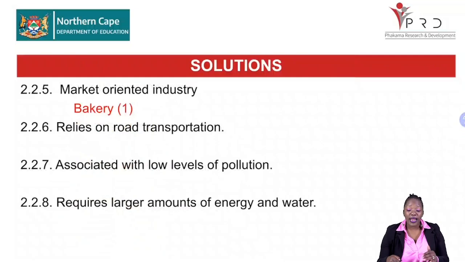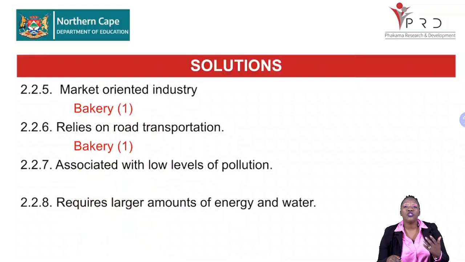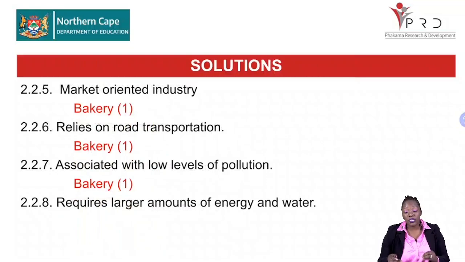Then your number 6 relies on road transportation. Again, every day you have seen bakeries in your locations delivering the bread, so therefore they rely on road transportation. You cannot see bread being transported using an aeroplane. They are only relying on road transportation. And then number 7, associated with low levels of pollution. Again, I have mentioned that the bakery, they are only using small machines and they only require a small land. So therefore, the pollution is very little or no pollution at all.